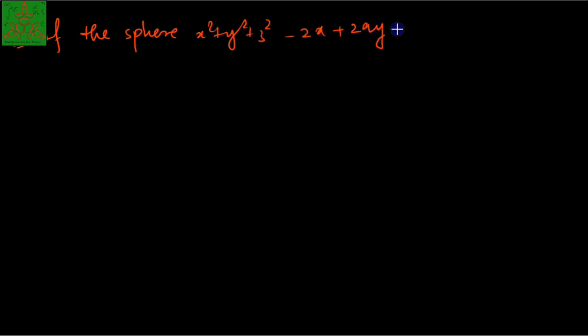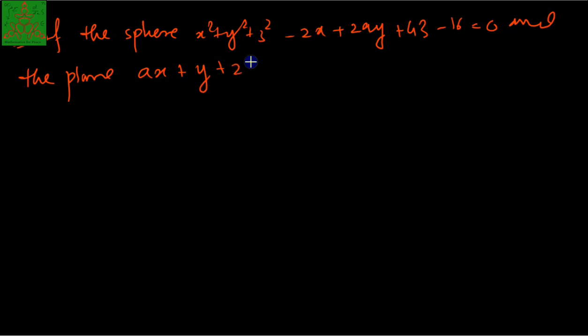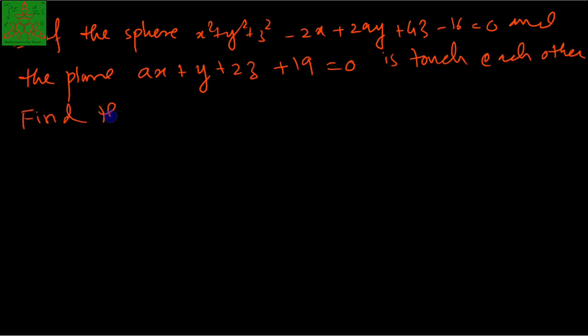Let us solve some more examples. So let me write this example. If the sphere x square plus y square plus z square minus 2x plus 2ay plus 4z minus 16 equal to 0, and the plane ax plus y plus 2z plus 19 equal to 0 touch each other, let us try to solve this example for the value of a.